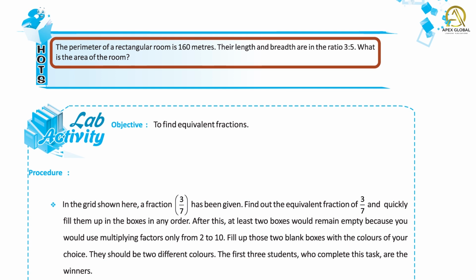HOTS. The perimeter of a rectangular room is 160 meters. Its length and breadth are in the ratio 3:5. What is the area of the room?